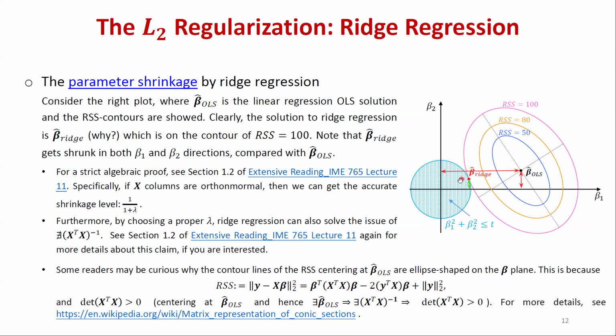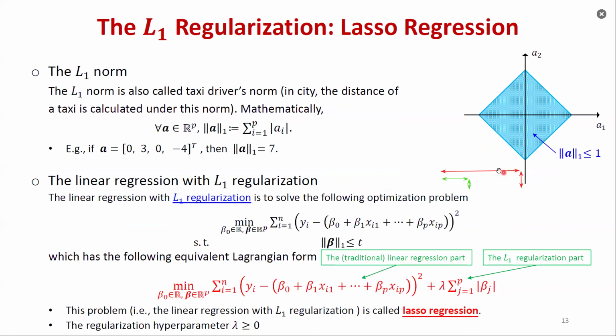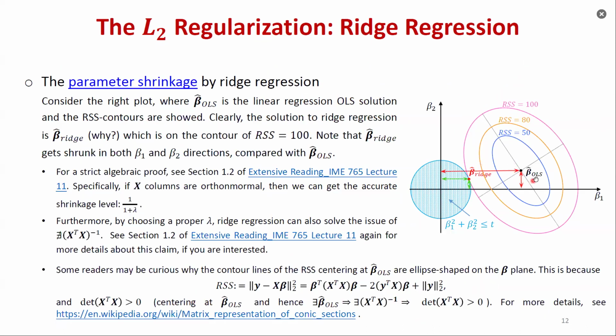So this one, the green color one, my beta 1 ridge is smaller compared with my beta 1 OLS. And similarly, my beta 2 ridge here is smaller than this beta 2 OLS. See it? And hence the meaning of shrinkage. You see what I mean? Both beta 1 and beta 2 get shrunk.